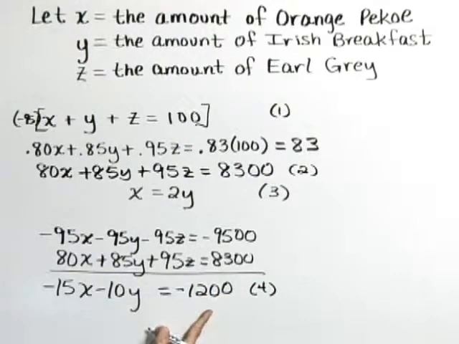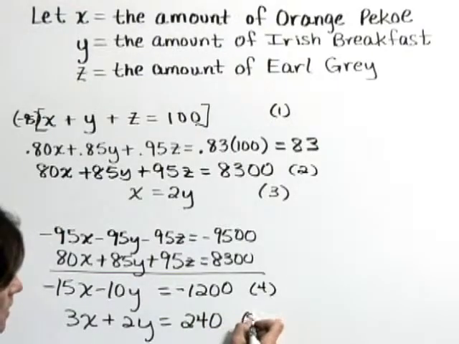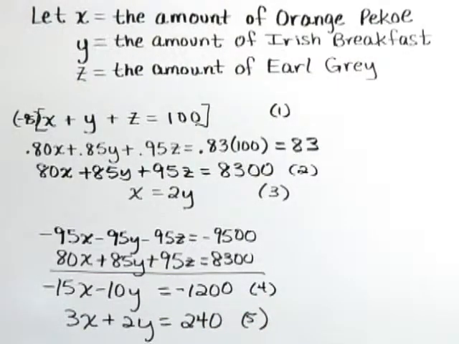I'm going to clean equation 4 up just a little bit, noticing that we have a common factor here of 5. In fact, let's divide everything here through by negative 5 to even change the signs. Negative 15x divided by negative 5 gives 3x. Negative 10y divided by negative 5 gives a positive 2y. On the right-hand side, negative 1,200 divided by negative 5 is a positive 240. And since we've changed that equation 4 up a bit, let's denote this as equation 5.